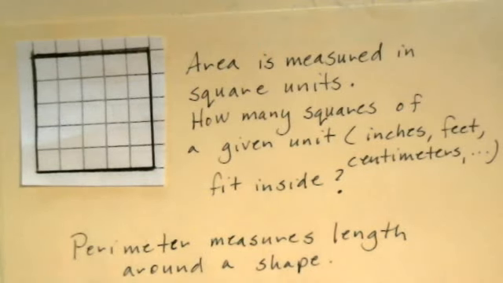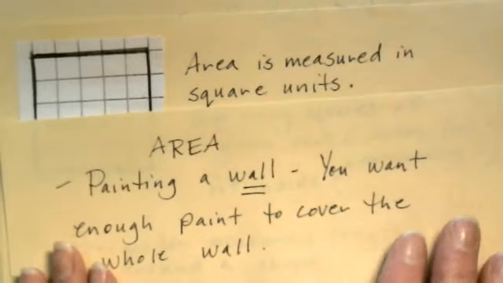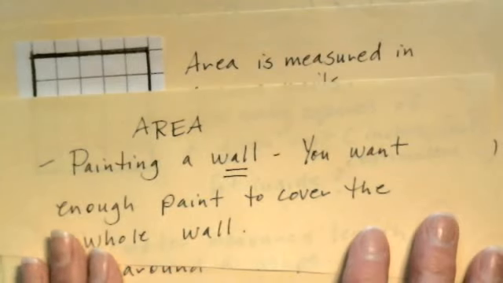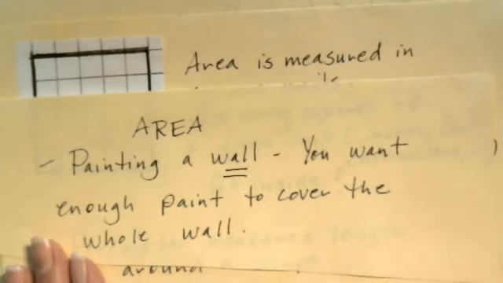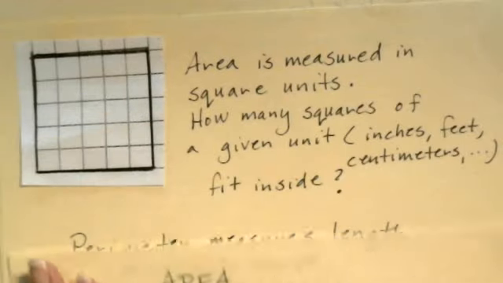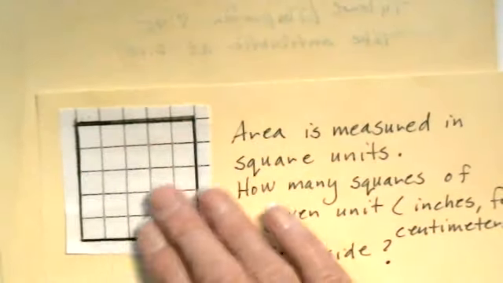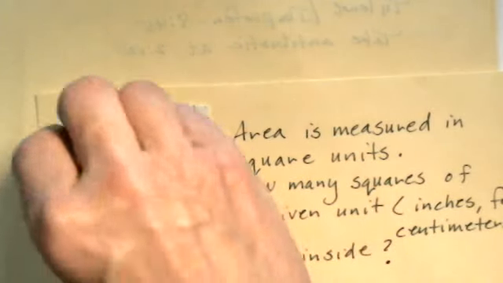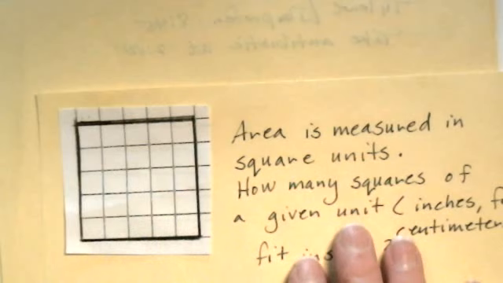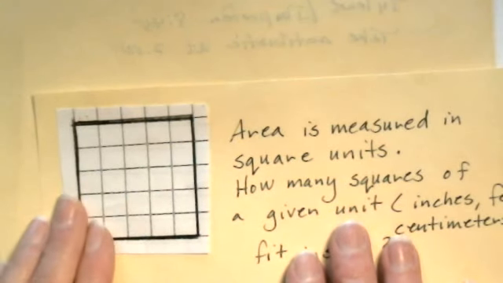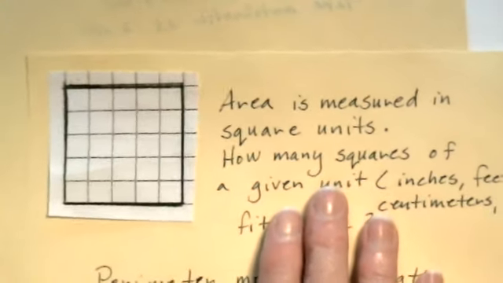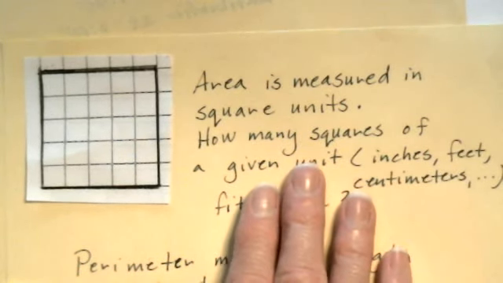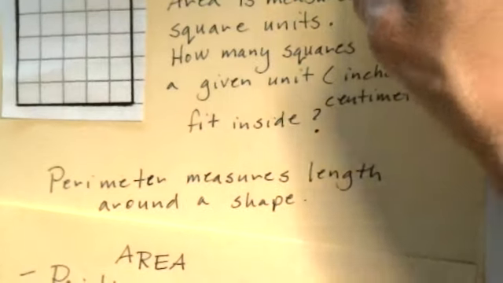So, for instance, here's an example of when you would use area. If I was painting a wall and I wanted enough paint to cover the whole wall, not just around the edges, but the whole wall. So if this was my wall, I'd want the paint to cover all of it. So I'd have to measure in a square unit. How many squares? Okay, probably for a wall you would measure square feet. And you have to make sure when you write that measurement that you include the square unit. Okay, and I'll show you an example of that in a moment.